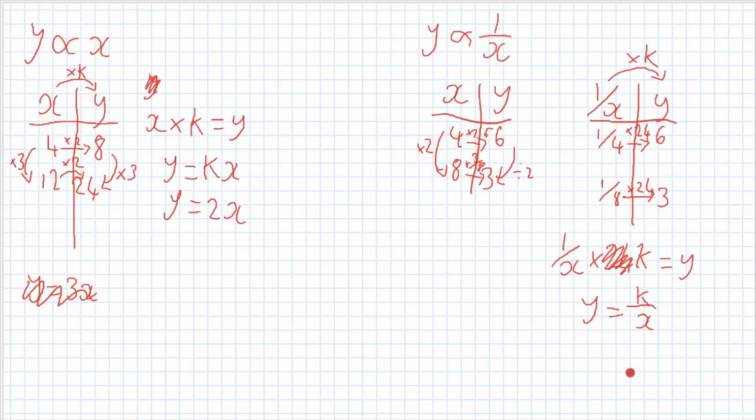And in this case, k is 24, so you'd write y equals 24 over x. Sometimes you might see a question that says y is directly proportional to the cube of x, or the square of x. That means y is directly proportional to x cubed. That's just a little wording trick. So you would write y equals k x cubed, solve from there.